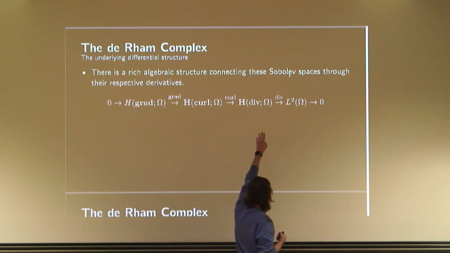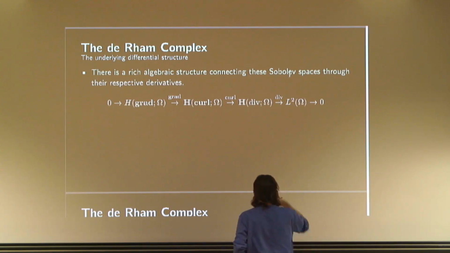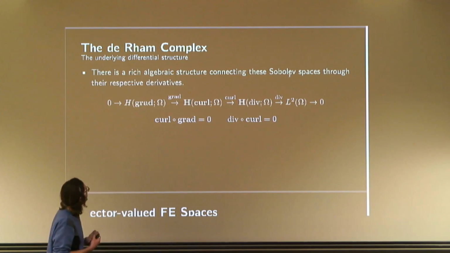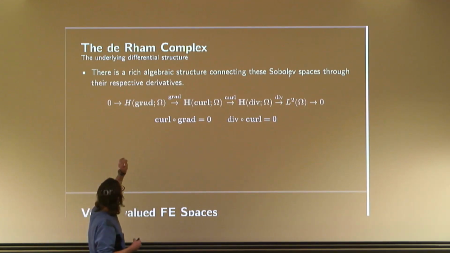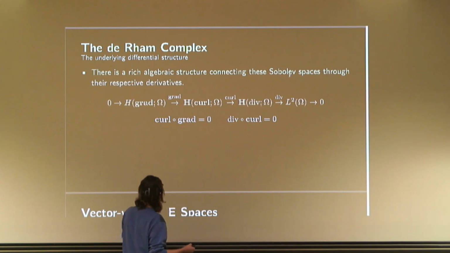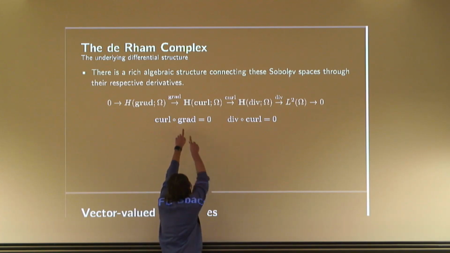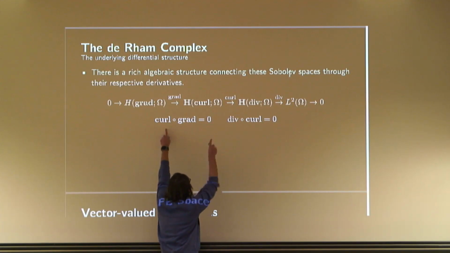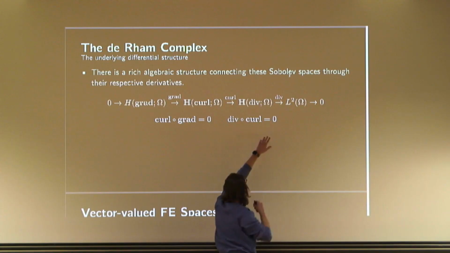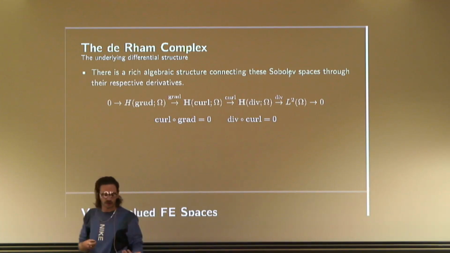And in the end, you also get the L2 space if you apply the divergence. And you can read off some interesting properties from this as well, because if you apply two differential operators in a sequence, you will always obtain 0. So if you first apply the gradient and then the curl, you get 0. And if you first apply the curl and then the divergence, you also get 0. So there is a lot of structure here.